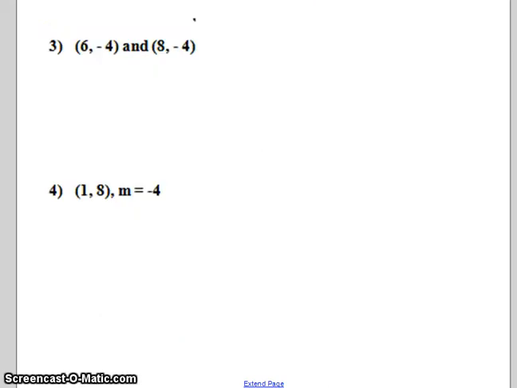Number 3, we're given 2 points. Remember, we need the slope. We need to write this in y equals mx plus b, so we need the slope and the y-intercept. If we have 2 points, we can find the slope by using the slope formula with 2 points.